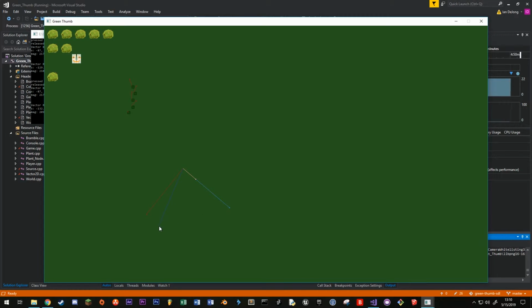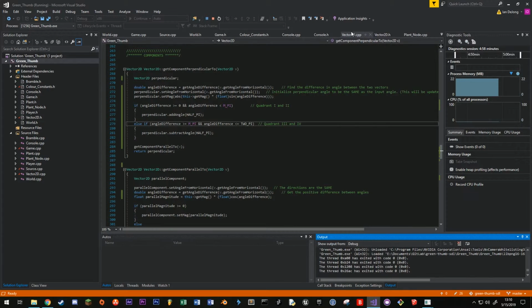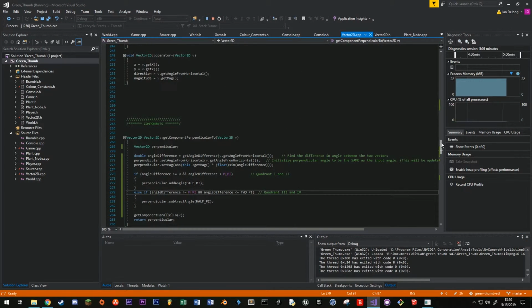So these functions are working properly. And I also debugged a lot of my other vector functions. A big lesson I learned from this is, I mean, I already knew this, but it's hard to do this in practice.